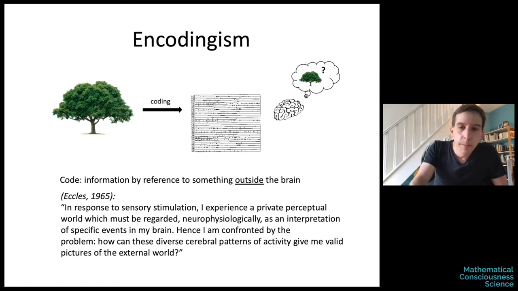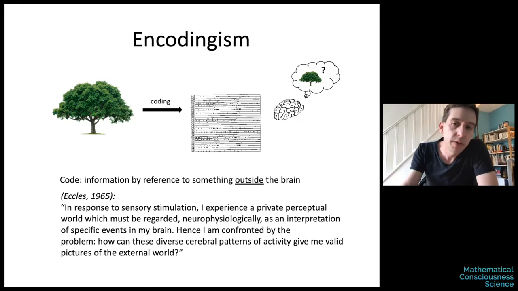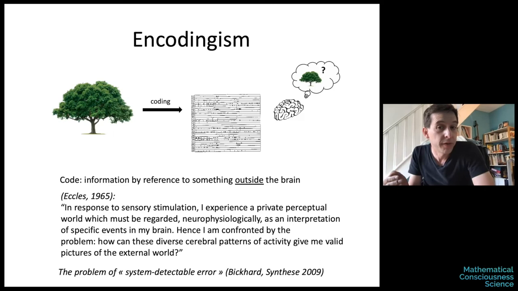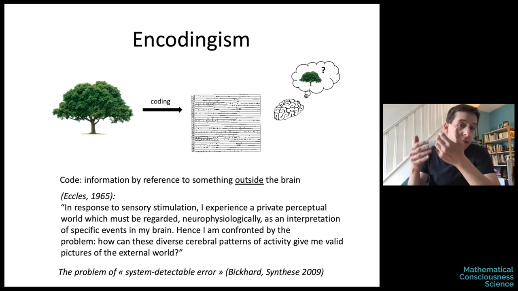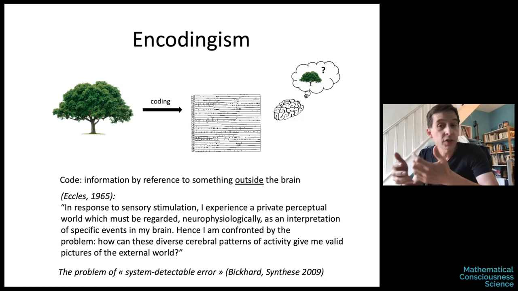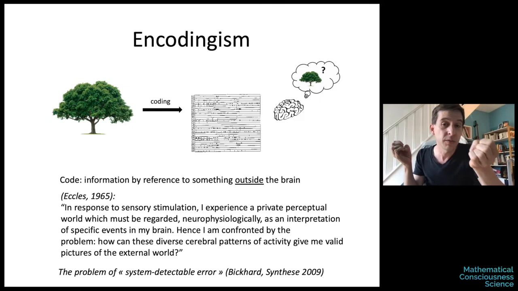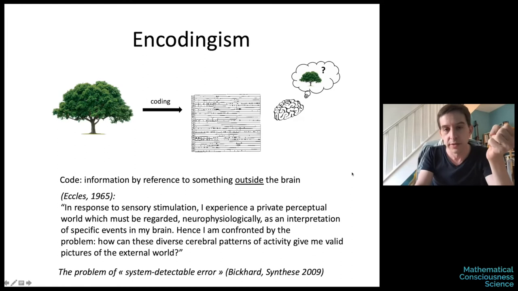Now, if we reject dualism, this raises the issue of what Bickhard calls system-detectable error. The organism cannot check whether the representation is an error. In other words, it's not actually a representation. And I would go one step further. It's not just that the organism cannot detect errors. It's rather that the idea of a code does not allow for the possibility of an error. Because think about it. How would it look like if this representation, those spike trains, were in error?